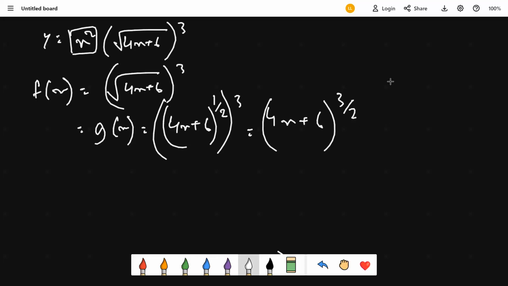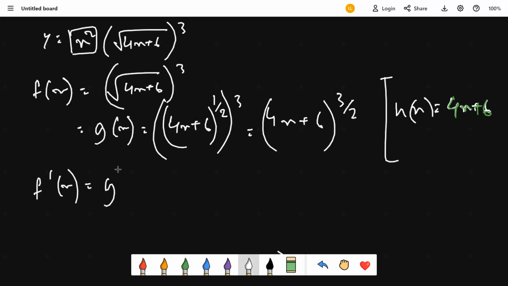And h of x, note here that h of x is another function, which is the inner function 4x plus 6. Okay, we can write it in some other ink, 4x plus 6. Now, initially, we need to find what? f prime of x means, according to the chain rule, g prime of whatever is inside, this x represents a function h of x, isn't it? So g prime of h of x multiplied with h prime of x.